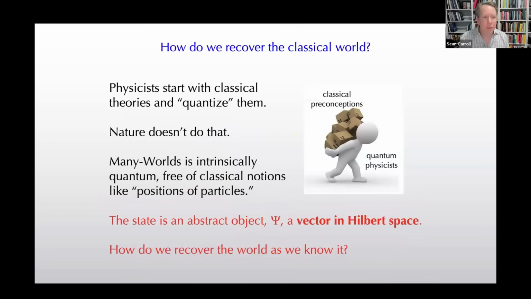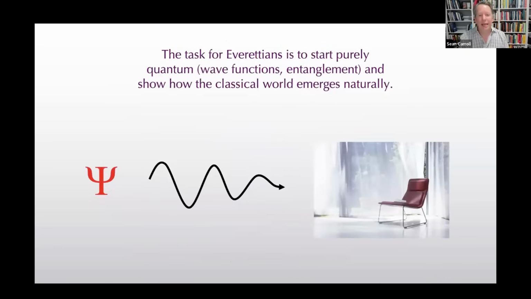The other issue is, where does the classical world come from? I'm not going to get into that. All I will say is, this is a good challenge for Everettians: to start with pure quantum mechanics, not using any pre-existing classical notions, and show how the classical world emerges naturally. This is something that I myself have as a big part of my research program. I think you can see it happening, but we're a long way from completely knowing the answer to that. So this is a fun little bit of unsolved question.